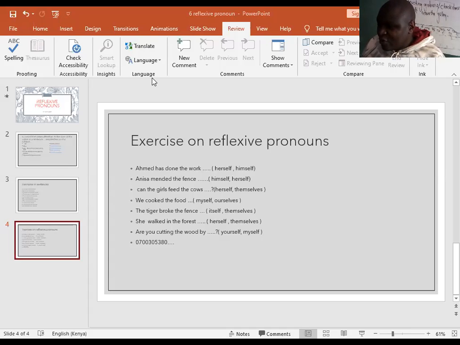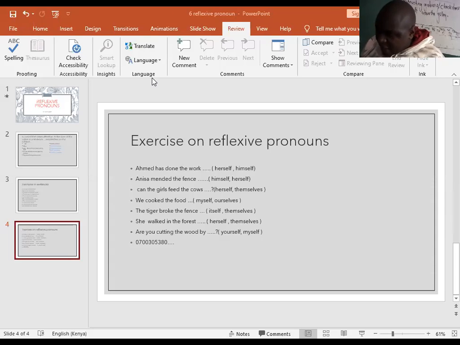Are you cutting the wood by dash? Are you cutting the wood? The key word there is you. The doer of the action in that is you. So the answers in brackets are yourself and myself.